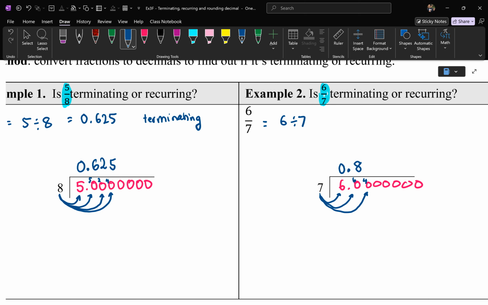5. 7 goes into 40 five times because 7 times 5 is 35. What's the remainder? 5. So you carry the 5 over. Then you say, how many 7s fit into 50? 7, because 7 times 7 is 49. Now, what's the remainder if 7 times 7 is 49 and you want to fit into 50?